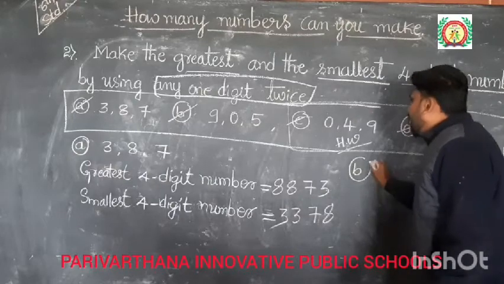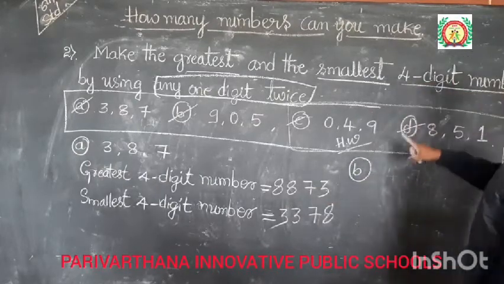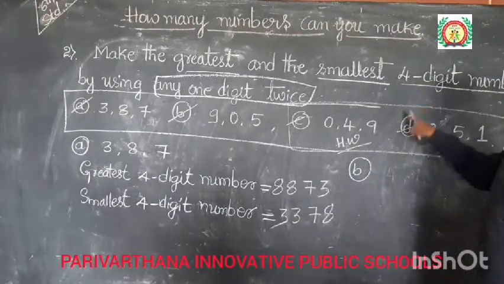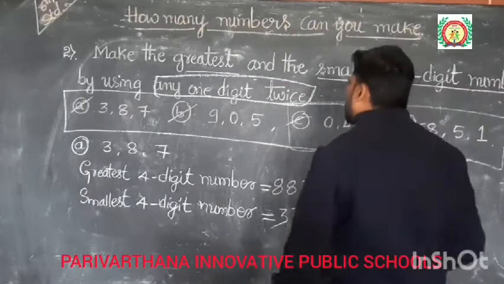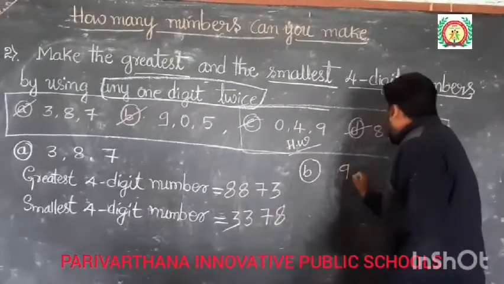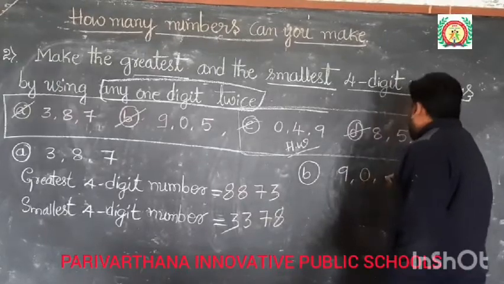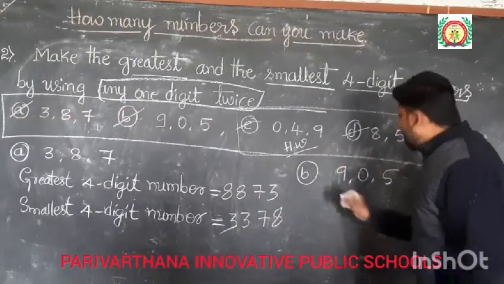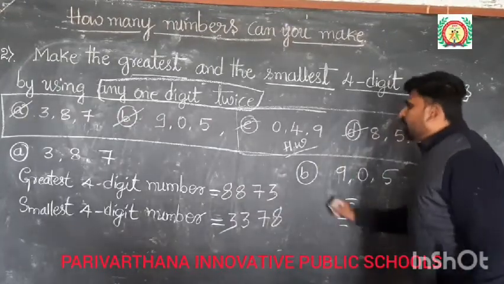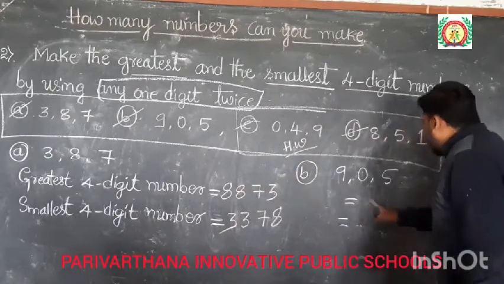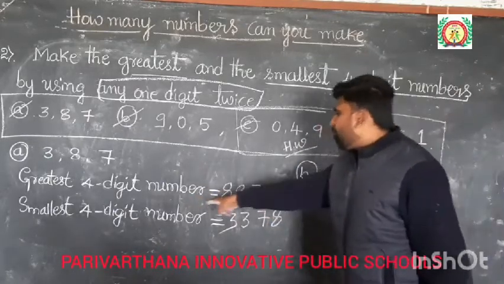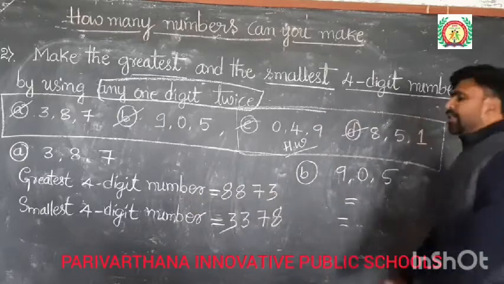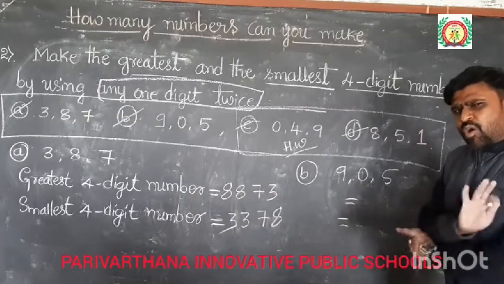And the second one, B. Same as A, you have to complete the D. Same as B, you have to complete the C. Here 9, 0, 5. Again the same sentence, right? Greatest 4 digit number is equal to the right answer. Smallest 4 digit number is equal to the right answer. For the greatest number, no confusion.